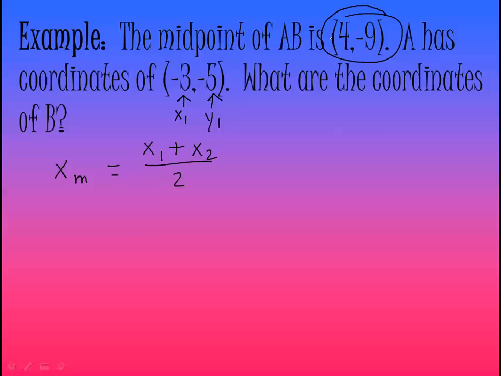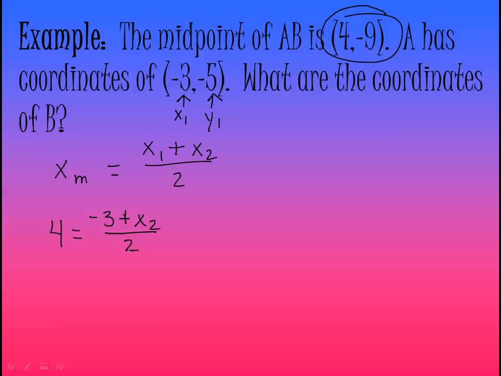This is my midpoint value. So I could set up an equation that says the x value of the midpoint, or 4, is equal to the first x value, which I'm calling -3, plus the second x value, which I don't know. So I'm going to call that x sub 2, divided by 2. Now I have an equation which I could solve.